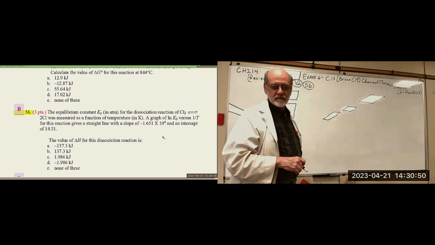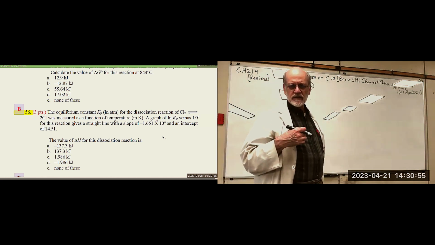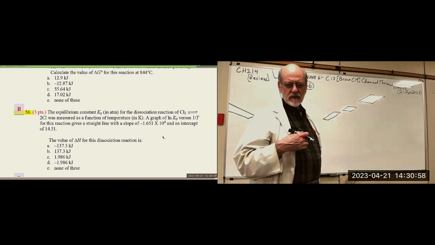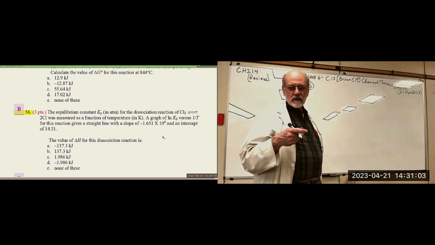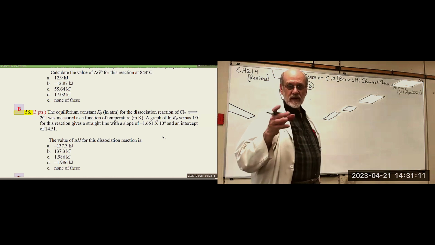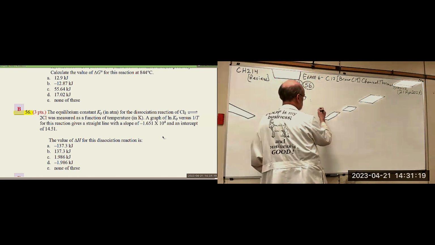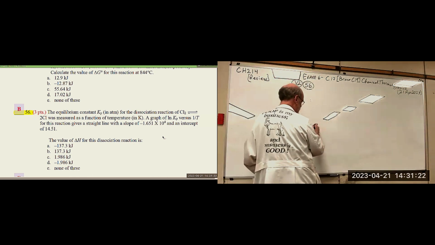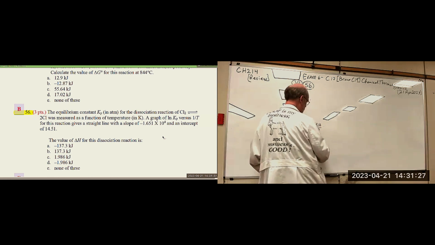Those are the breaks. The equilibrium constant K in atmospheres for the dissociation of Cl2 to 2Cl was measured as a function of temperature. A graph of log K versus 1/T for this reaction gives a straight line with a slope of that number and an intercept of that number. The value of delta H for this dissociation. Okay, so which one do we need for the delta H? We need the slope of the line, minus delta H over R, correct?